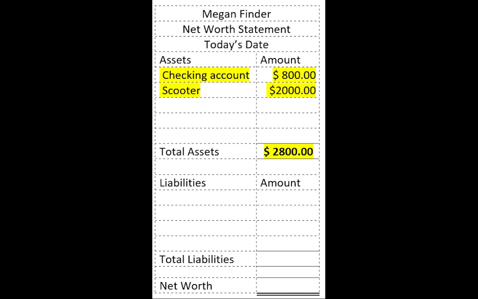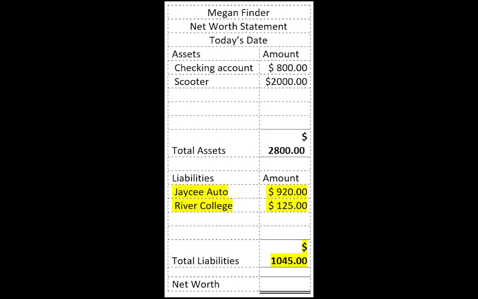Next, under liabilities, we list what Megan owes. She owes JC Auto $920 and she owes River College $125. We add these together to get the total Megan owes of $1,045.